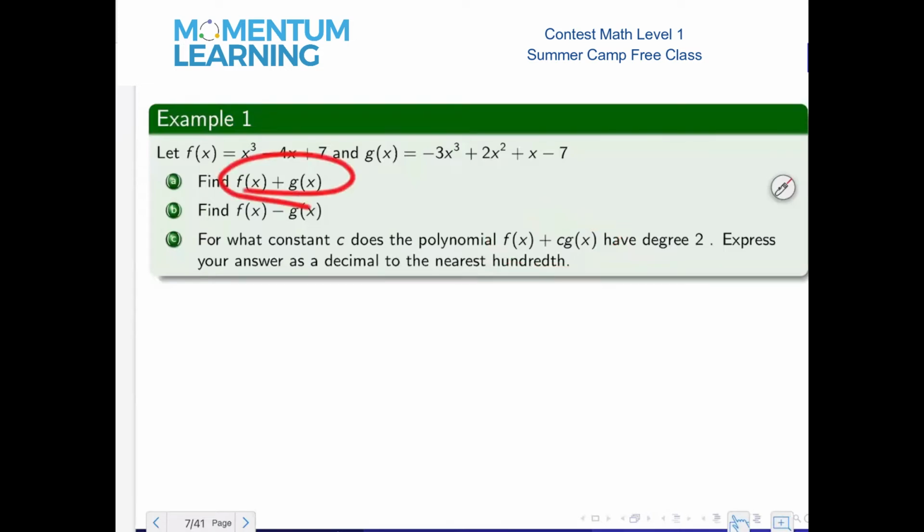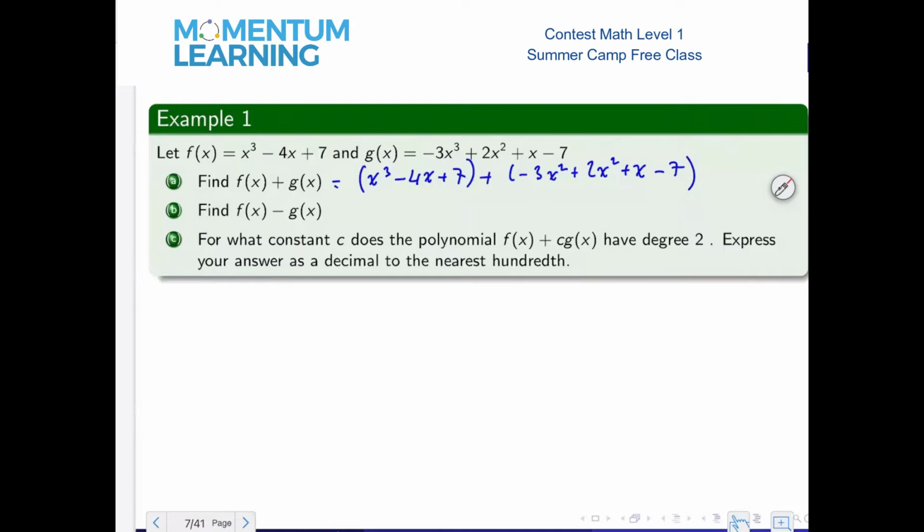First, let's add the polynomials, right? Remember, when we add the polynomials, remember the like terms, right? We have to combine the like terms. So let's start with that. We know that we have x cubed minus 4x plus 7 is our f of x, plus negative 3x cubed plus 2x squared plus x minus 7.